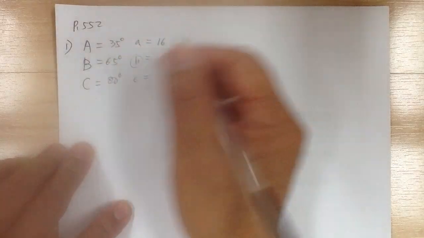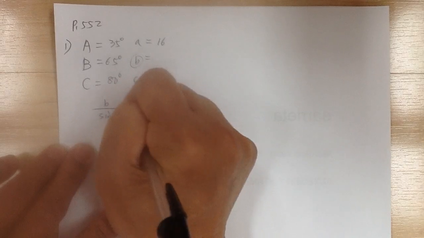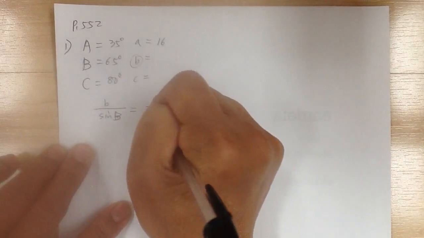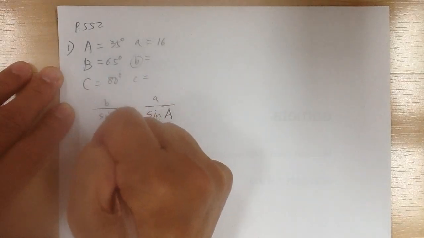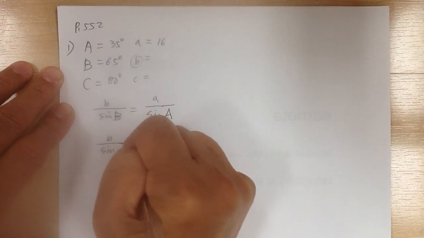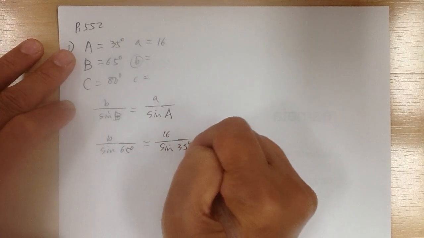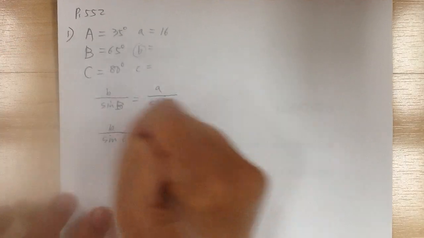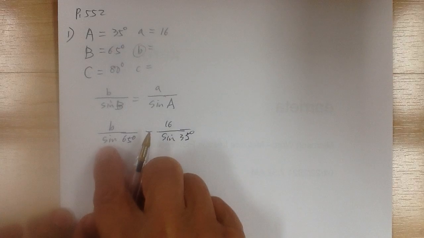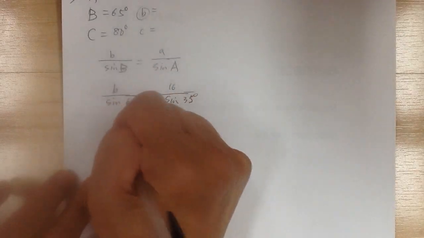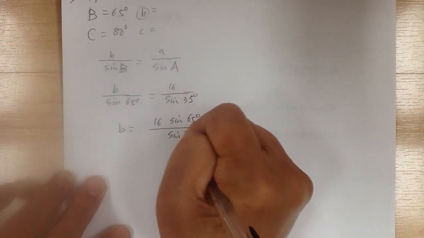And whatever you're looking for, you write it first. So you're looking for B, so you write down B over sine B equal to A over sine A. Then you put in your numbers. So B over sine of 65 degrees equals 16 over sine of 35 degrees. Since you're solving for B, you have to get rid of that, so you multiply both sides by sine. So you get B equal to 16 sine of 65 degrees over sine of 35 degrees.